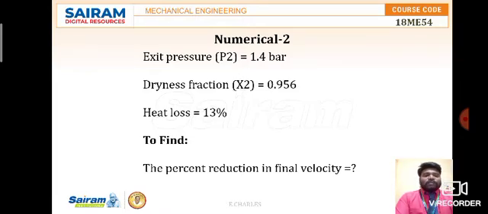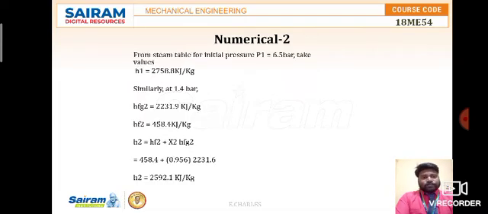So here we need to find out the percentage reduction in final velocity. From the steam table, for initial pressure P1 equal to 6.5 bar, we need to take the values. From the steam table book, we have to take the dry saturated steam table, and locate where pressure P1 is 6.5 bar.